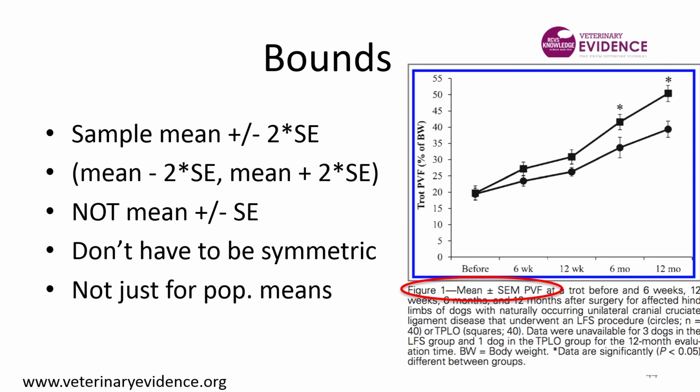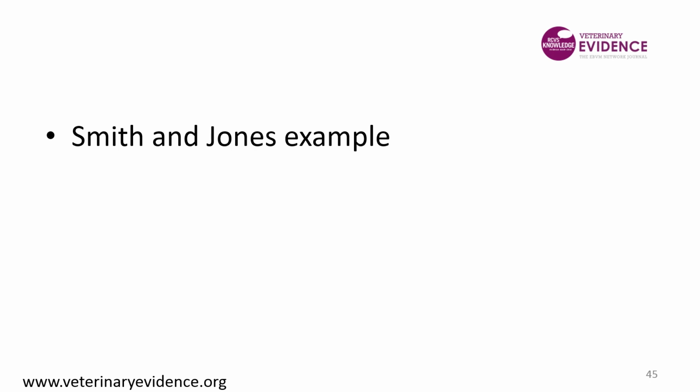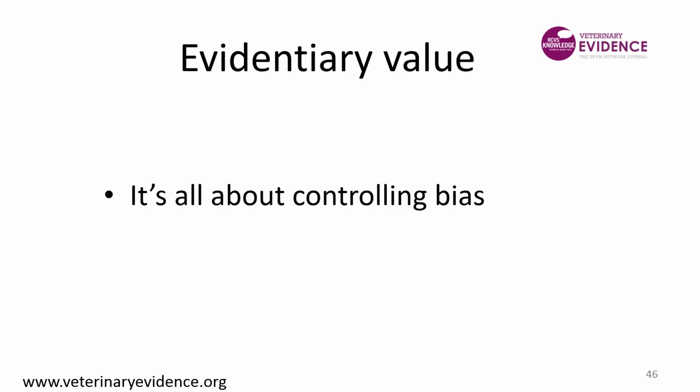Also, often these ones, they're symmetric. So they're symmetric around the mean. And often, for means, they are symmetric. But for other parameters like odds ratios, they're not going to be symmetric. So just be aware of that. I've gave the Smith and Jones example. Okay. So now we're changing gears again. We're almost done, and then it's cookie time.